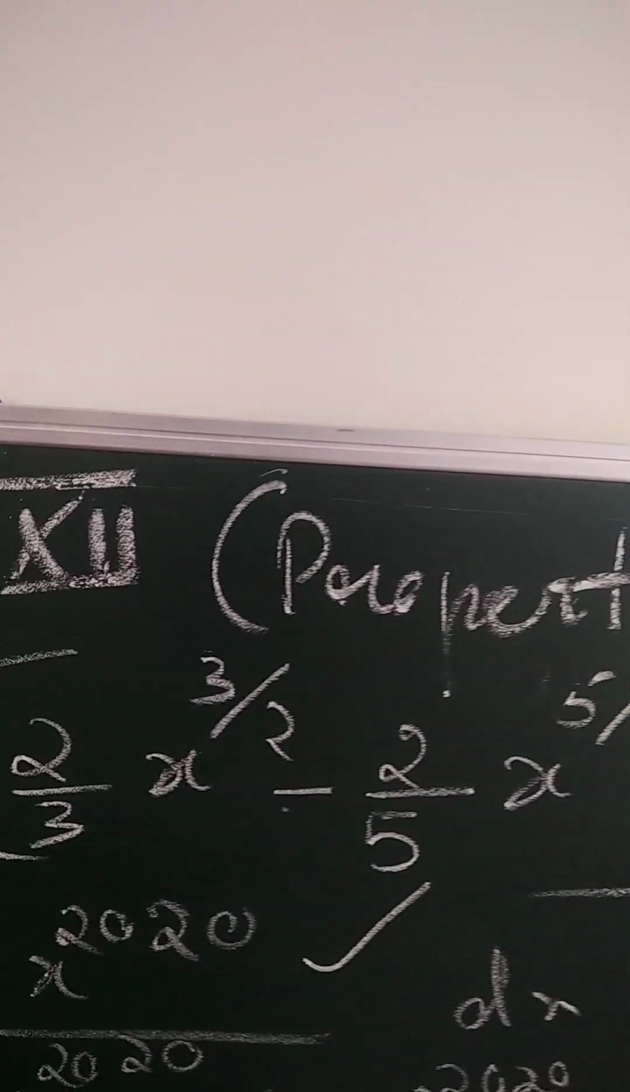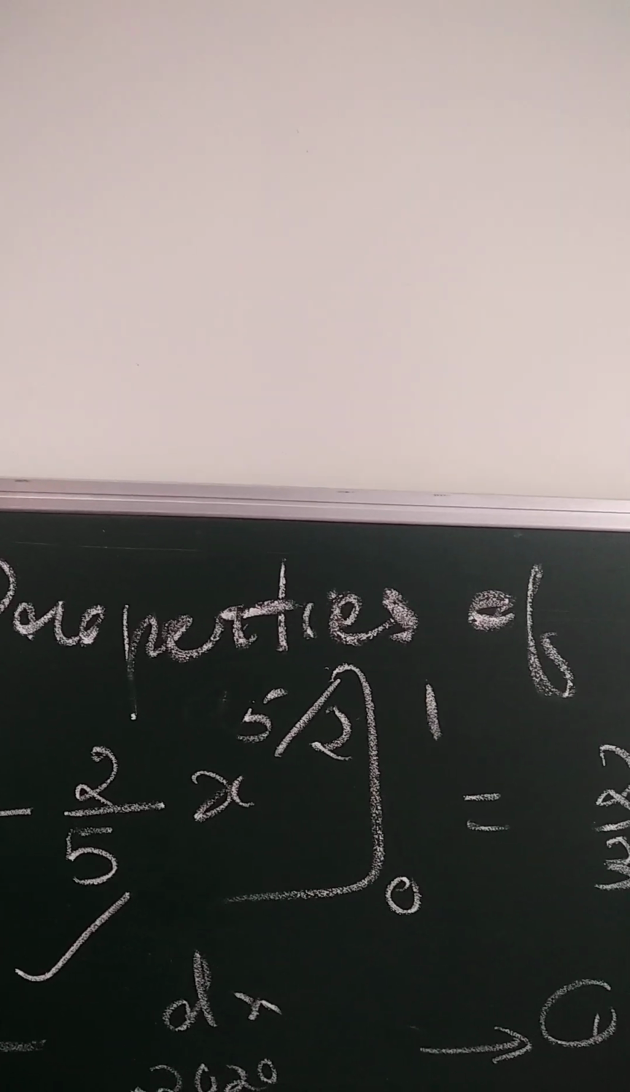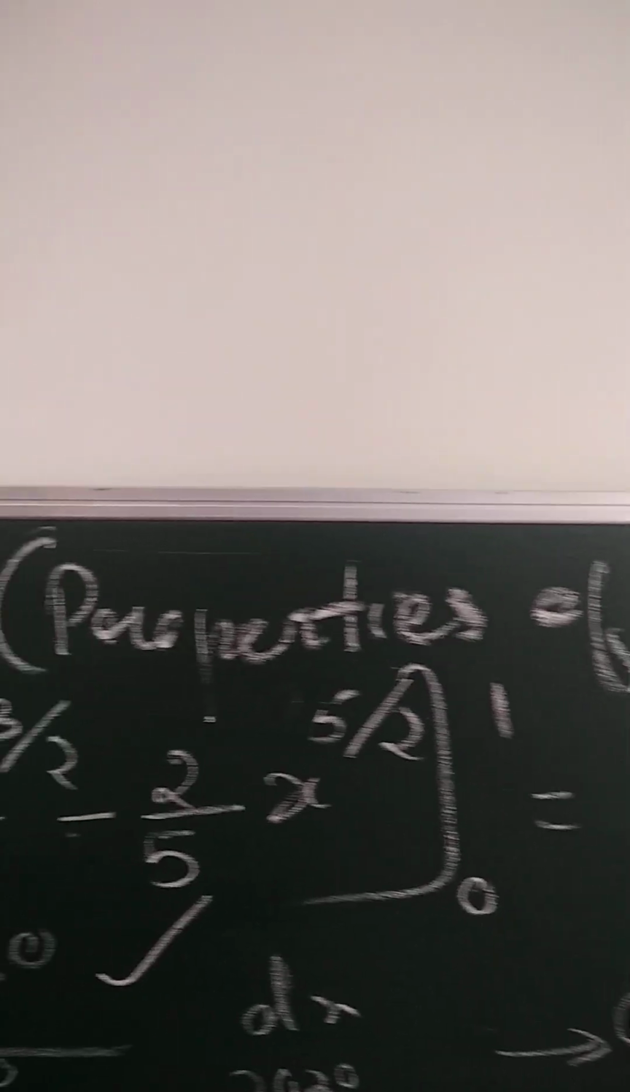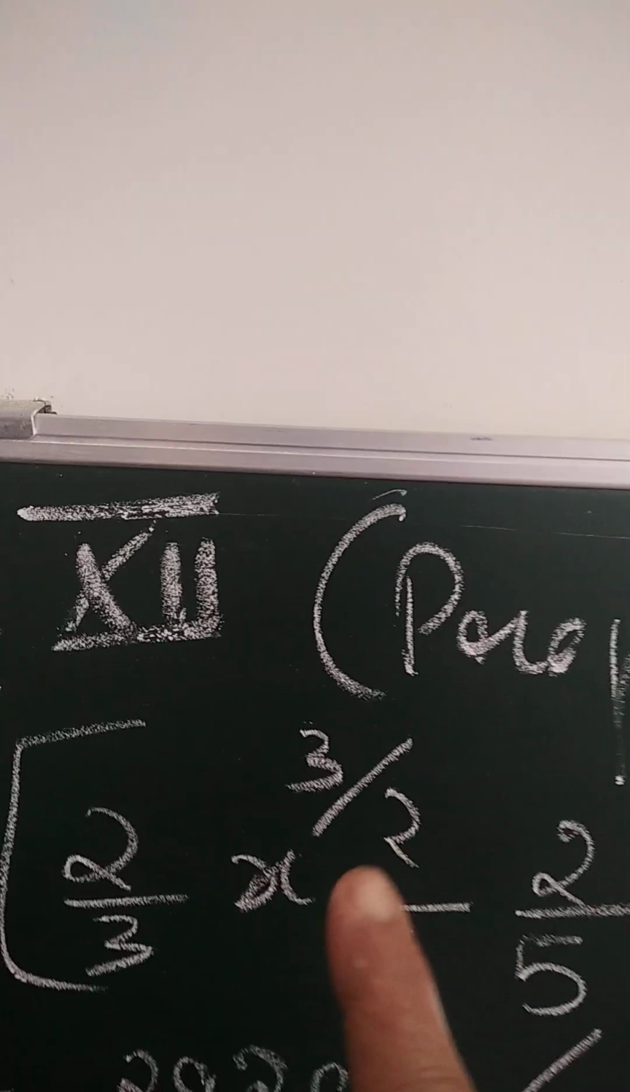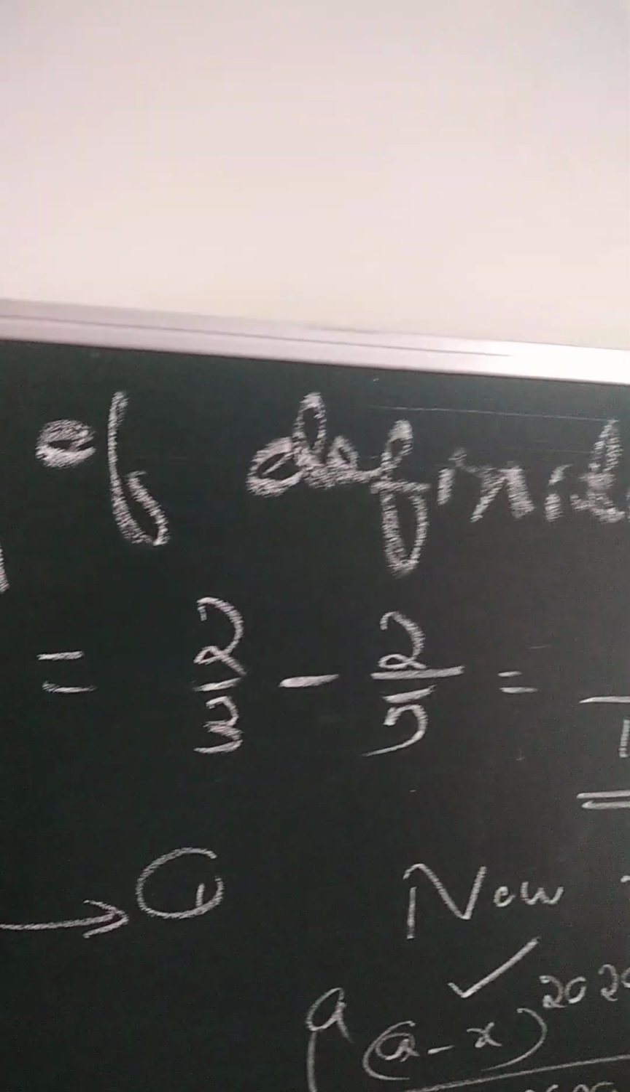Now the answer is 2 by 3 x to the power 3 by 2 minus 2 by 5 x to the power 5 by 2, between the limits 0 and 1. Therefore, in place of x we give the upper limit 1. 1 to the power any number is 1. Therefore, 2 by 3 minus 2 by 5. That is 4 divided by 15.